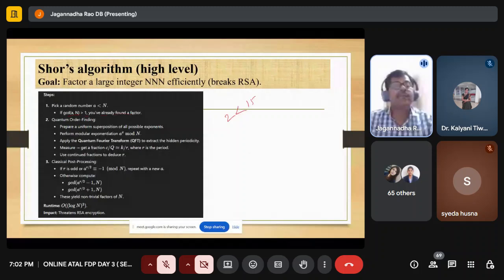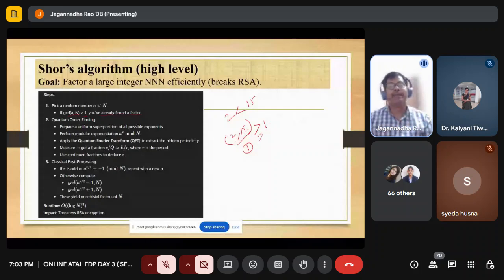You have already found a factor. So what happened? This is the GCD of 2 and 15. If the GCD is greater than 1, you have already found a factor, but here there is none, because for 2 and 15 the GCD is 1 only. Why? Because the common factor is 1 only. It is equal to 1, but we are asking for greater than 1. Greater than 1 is not there for your number.